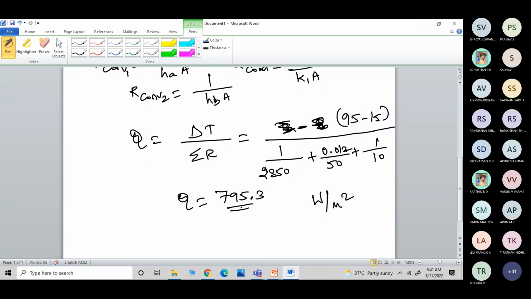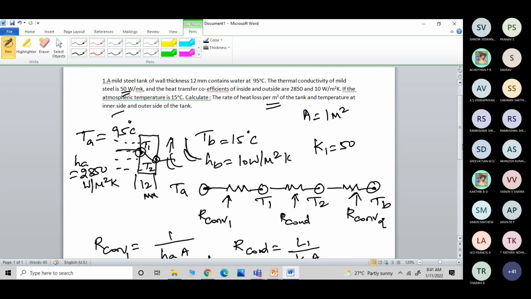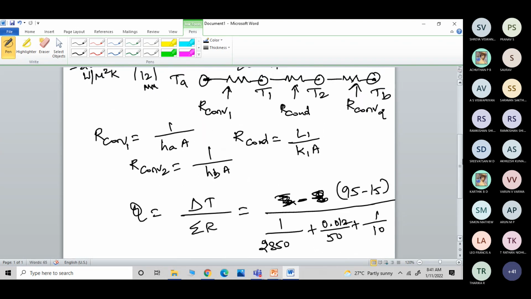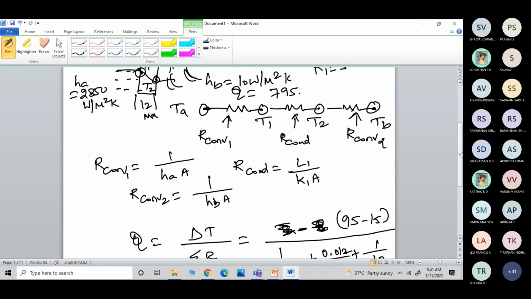Okay. Now they are asking us to find the interface temperature also. To get the interface temperature, you have to take resistances one by one. Now, the overall heat transferred is 795.3. Now, to find these intermediate temperatures T1 and T2, you have to take one particular resistance.